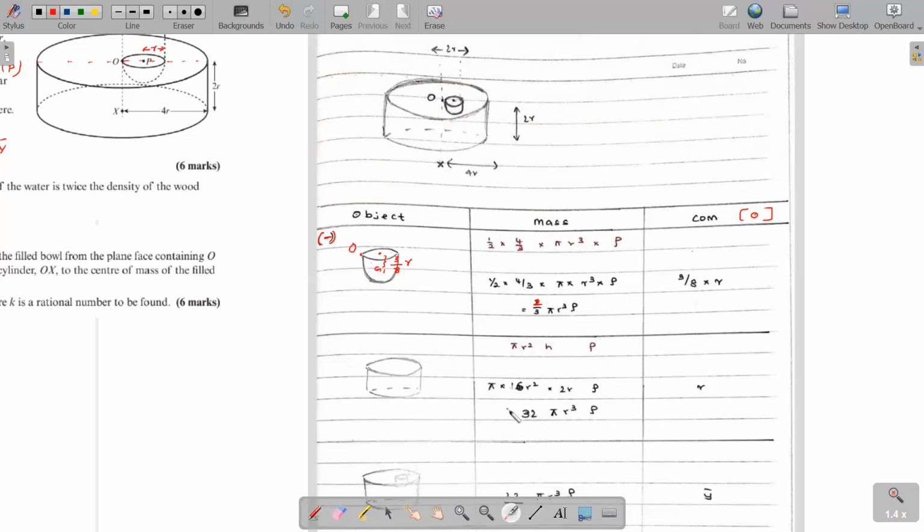Okay, that's done. And then this one is the complete object, the cylinder. So the cylinder's mass is pi r square into rho. The volume is pi r square here, multiplied by the density rho.